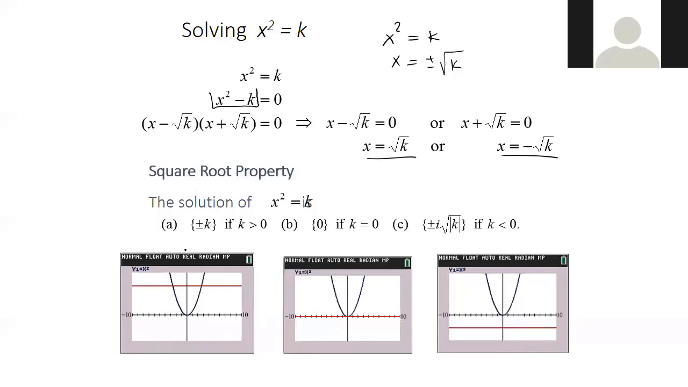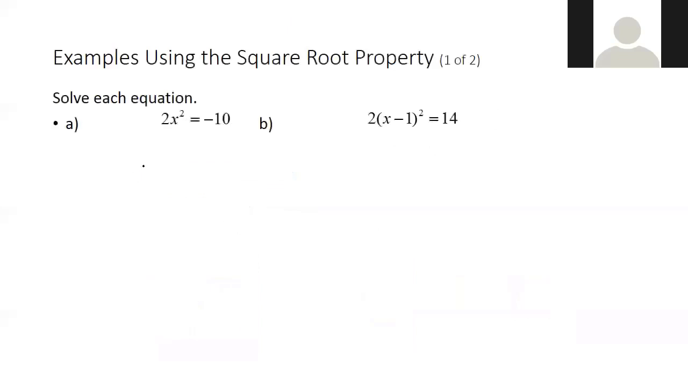So if you look at the result here, if k is less than 0, you would see that there is no real solution. We have one solution at k equal to 0, and if k is greater than 0, you can get two solutions. So let's take a look at these two examples.